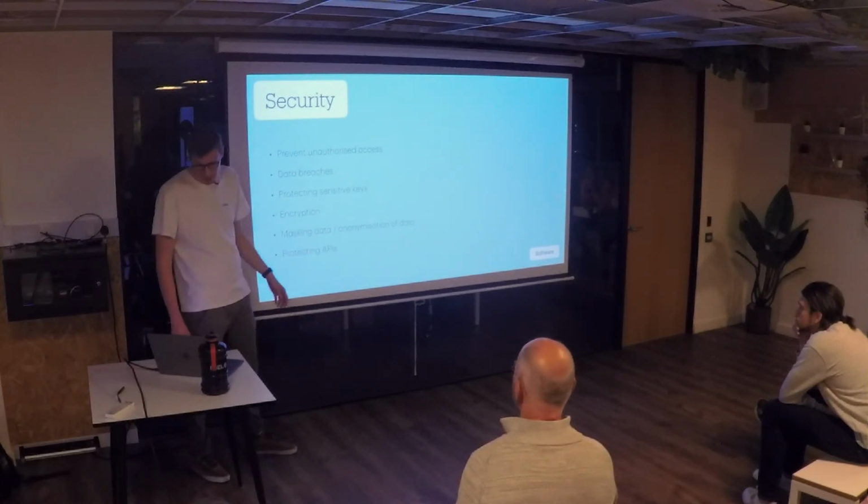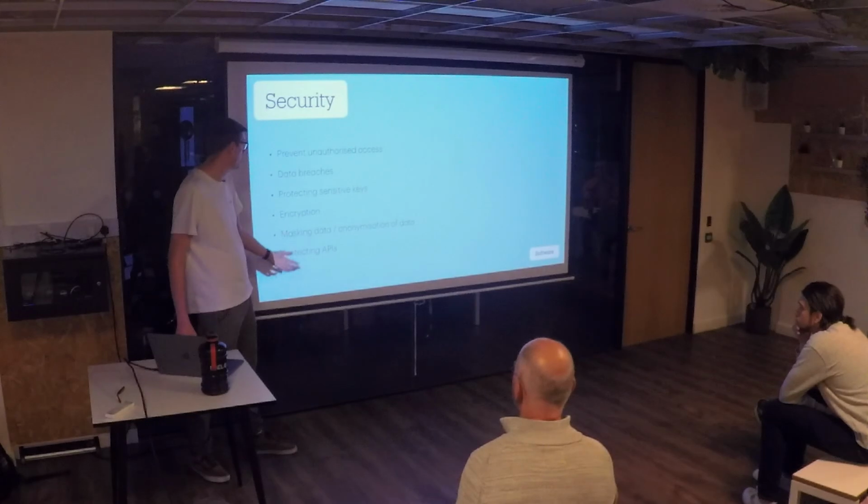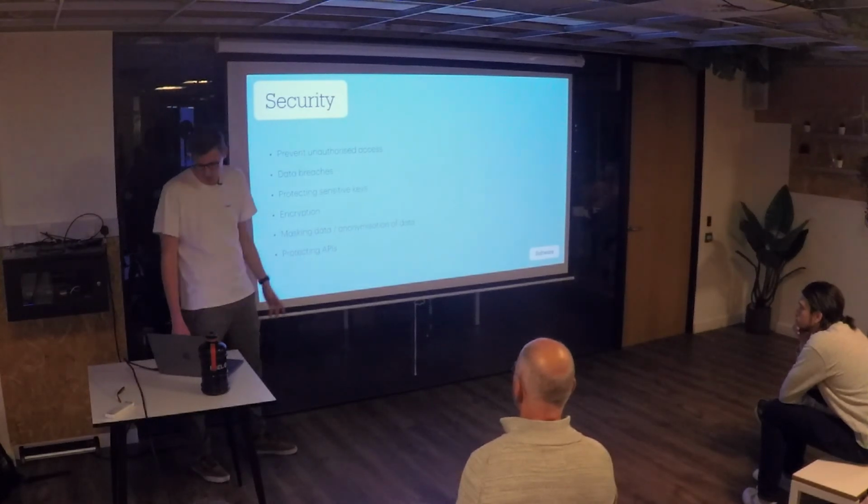Protecting the APIs, authentication, that sort of stuff as well. Also protecting against brute force attacks and user enumeration, that sort of stuff can be important.